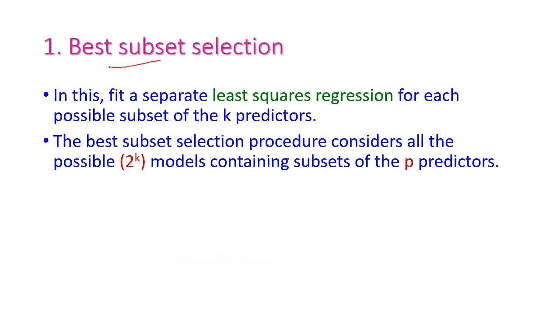The first one is best subset selection. In this, fit a separate least squares regression for each possible subset of k predictors. Suppose we have k predictors, then we can select each possible subset and apply the algorithm. Then we can compute the accuracy of the predicted and original values. So this is best subset selection. This procedure considers all possible 2 power k models containing subsets of the predictors.